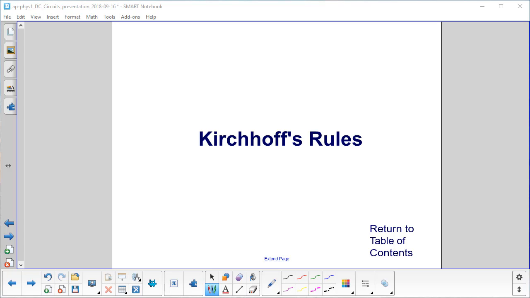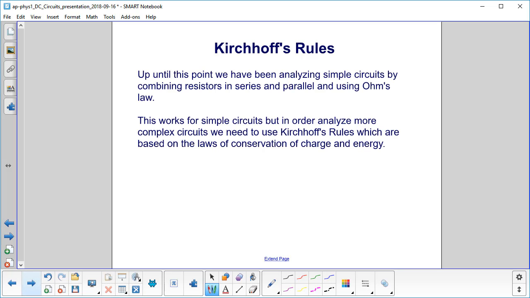Kirchhoff's rules. Up until this point, we've been analyzing simple circuits by combining resistors in series and parallel, and then using Ohm's law. This works for simple circuits, but in order to analyze more complex circuits, we need Kirchhoff's rules.